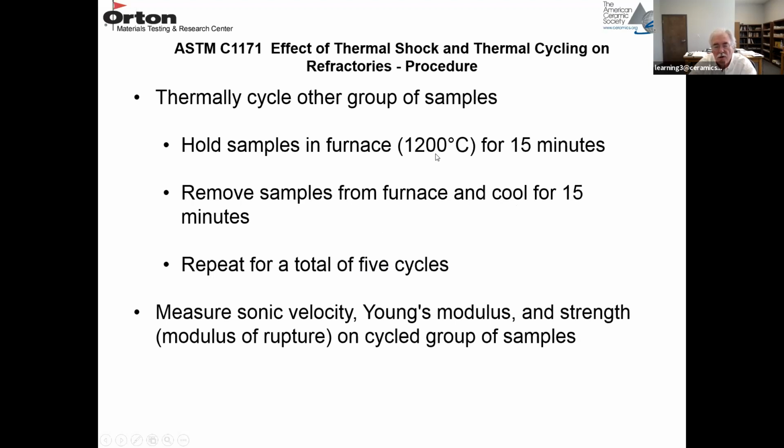Insert them in the furnace at 1200, hold 15 minutes and pull them out, and either air quench them or perhaps water quench them. You do that 5 times. Now on these samples, you measure the sonic velocity, the Young's modulus, and the strength. So now you get your data on the cycled samples.